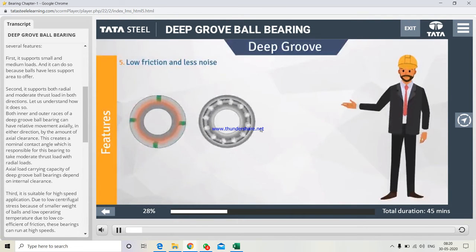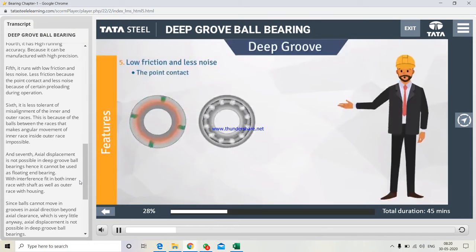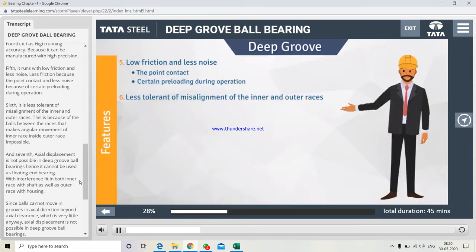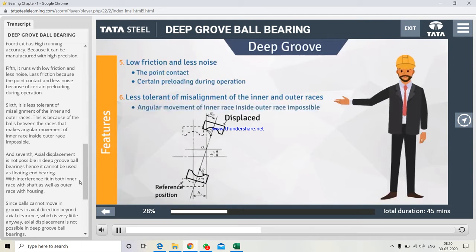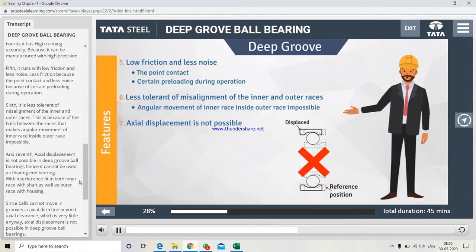Fifth, it runs with low friction and less noise. Less friction because of the point contact and less noise because of certain preloading during operation. Sixth, it is less tolerant of misalignment of the inner and outer races. This is because of the balls between the races that make angular movement of the inner race inside the outer race impossible. And seventh, axial displacement is not possible in deep groove ball bearings.